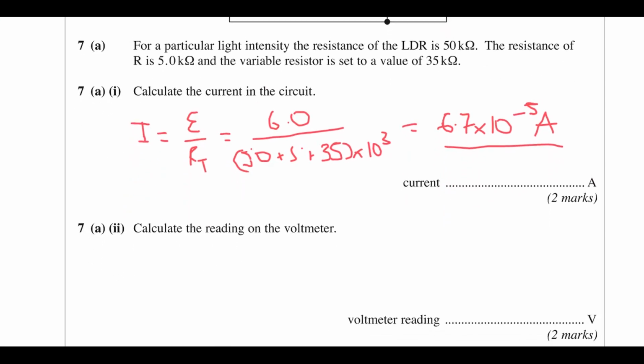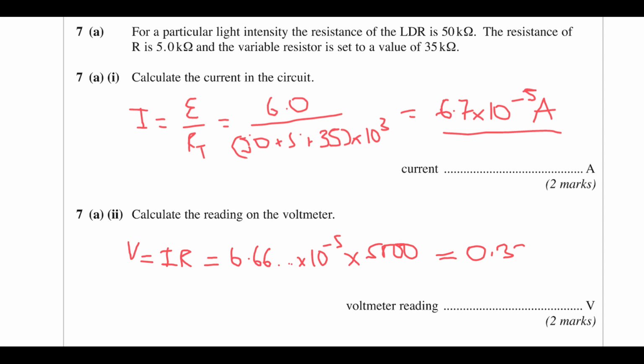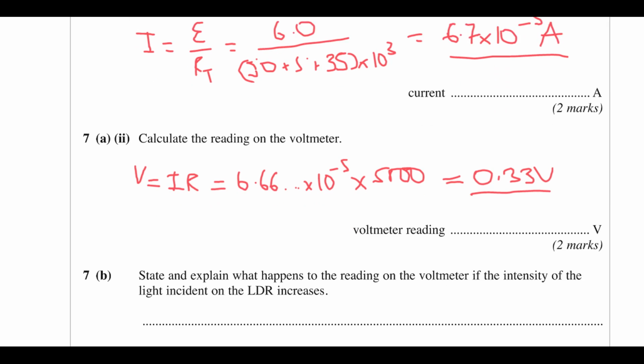Okay. Calculate the reading on the voltmeter. So we're going to use Ohm's law, specifically looking at that resistor. We've got the current, we just calculated it, 6.66 and so on times 10 to the minus 5. The resistance across which the voltmeter is connected is the 5 kiloohm resistor. So let's calculate that. That gives us 0.33 volts across that one. So a very small fraction, but that's not surprising because it's much smaller than the other resistors. That kind of makes sense.